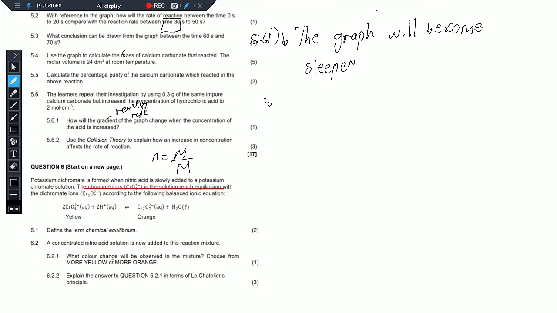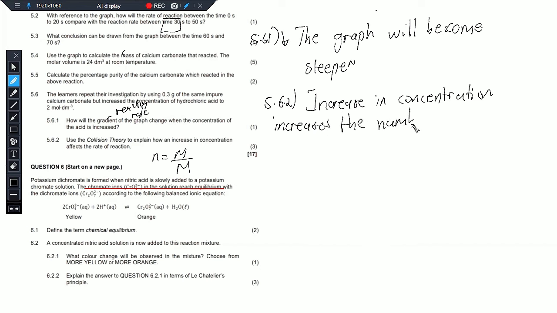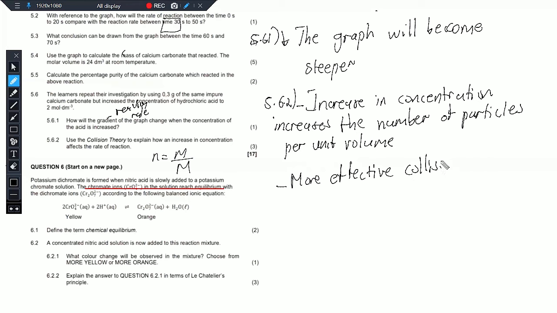Then 5.6.2: use the collision theory to explain how an increase in concentration affects the rate of reaction. This is how you should put it. An increase in concentration increases the number of particles per unit volume. So that's point number one. Point number two, this leads to more effective collisions per unit time, and thus increasing the rate of reaction.